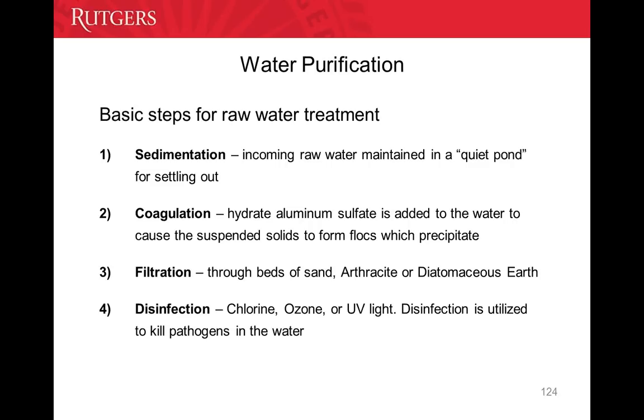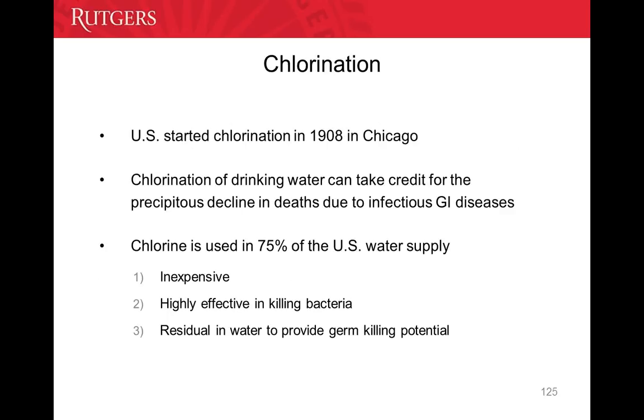And we filter it, typically through beds of sand or anthracite. And then finally we disinfect it. The most common disinfection is still chlorine, but other folks use ozone, and some small systems use UV light. Chlorination is a very popular way to purify water. It goes back to 1908 Chicago when we first started using chlorine.